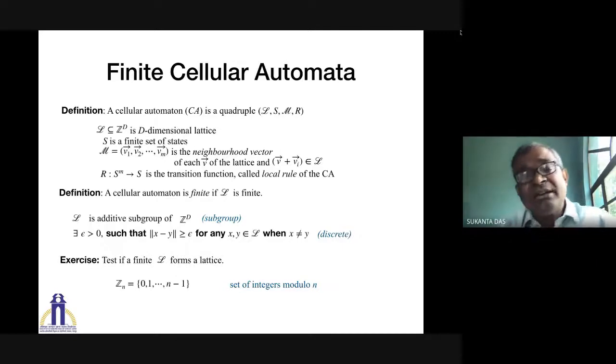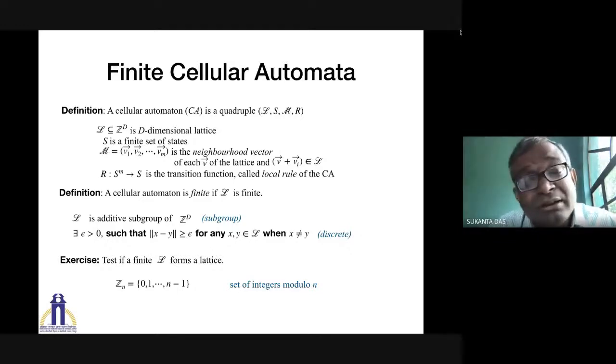So now, if this is addition modulo n, then it forms a group. So it's an additive group. Now, since Zn is a subset of Z, Zn is an additive subgroup.